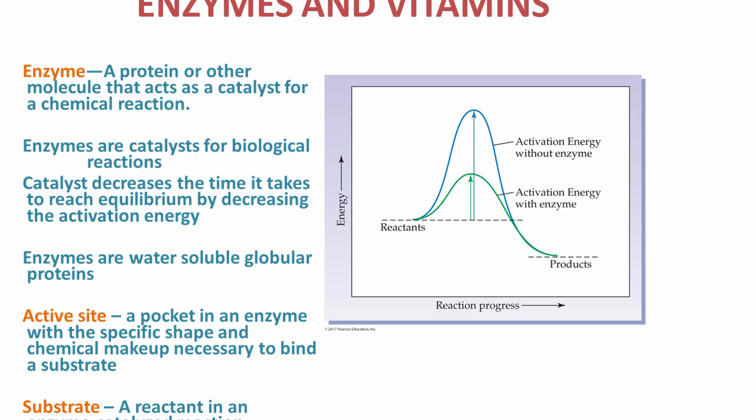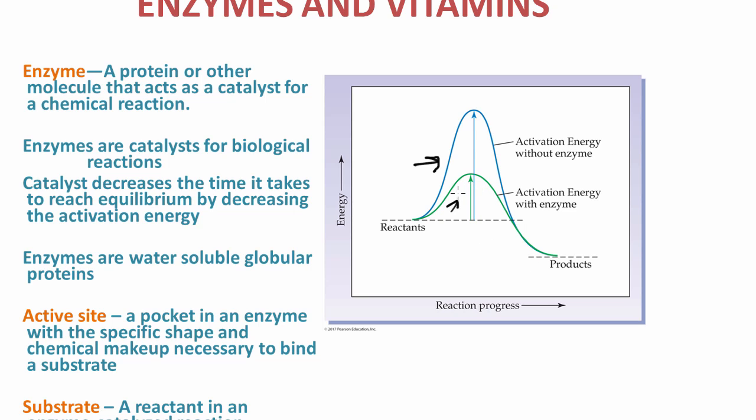So if we look at the graph here, we have two curves. We have the blue curve here that shows a reaction progress without a catalyst. And then we have this green curve that shows the reaction rate with a catalyst. And remember, a catalyst lowers the activation energy. Okay? That's all it does. It doesn't affect the energy of the reactants or the products. It just lowers that activation energy.